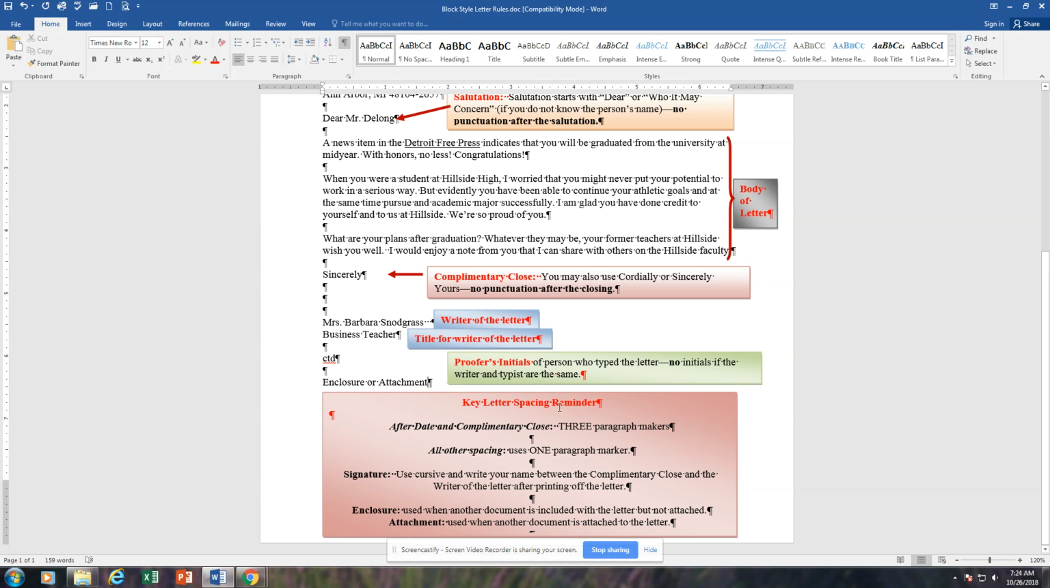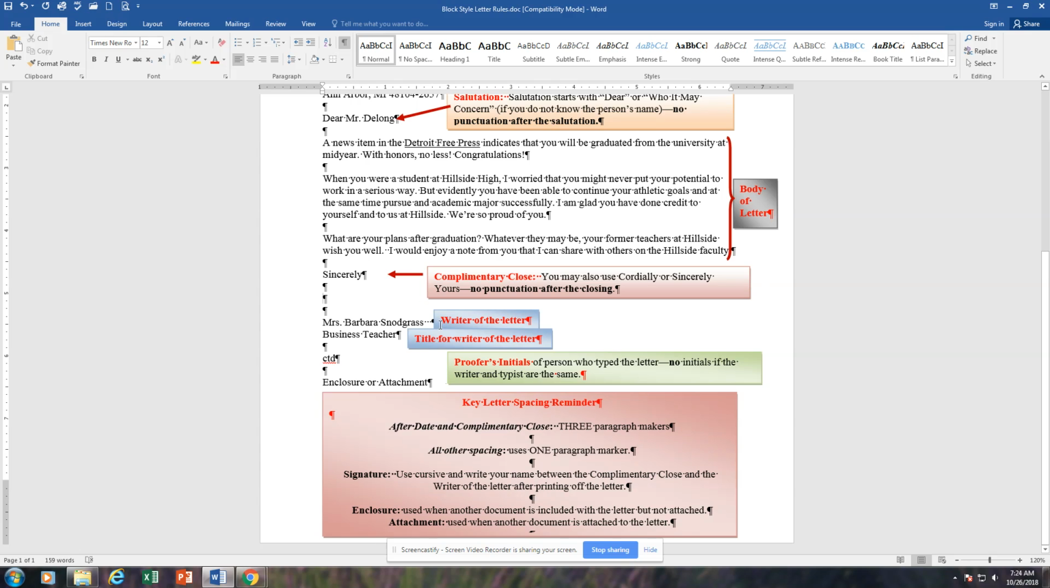All right, key letter spacing reminders. After the date and complimentary close, there are 3 paragraph markers. All other spacing, you use 1 paragraph marker. You never, ever, ever will have just 2 paragraph markers. Signature, you use cursive. You write your name between the complimentary close and the writer of the letter after you print off the letter. So I'm going to write it in here.